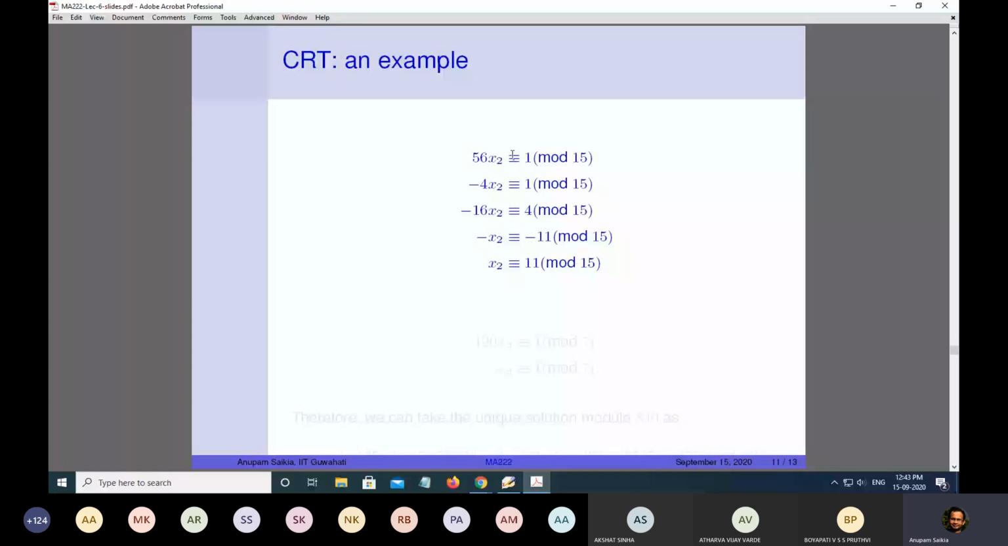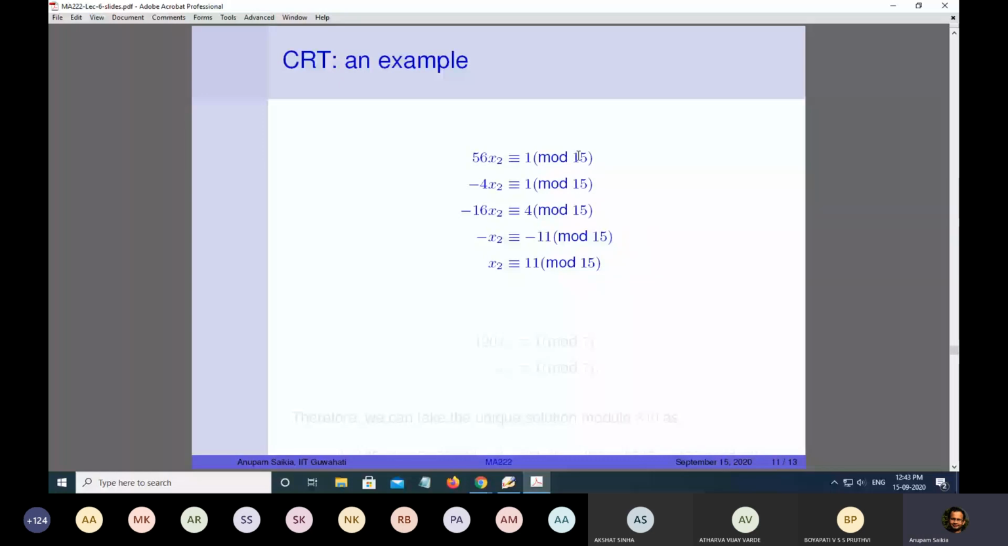60 is a multiple of 15. So I can say it is minus 4 x2 is congruent to 1 mod 15. Now how do I solve this? I can of course apply Euclid's algorithm. That is one way. But without Euclid's algorithm also, sometimes it is possible, and that is also convenient. It's not that we have to use Euclid's algorithm every time. Of course, I could have used Euclid's algorithm with 56 and 15, that would have also given me the answer. But let's see some other way.